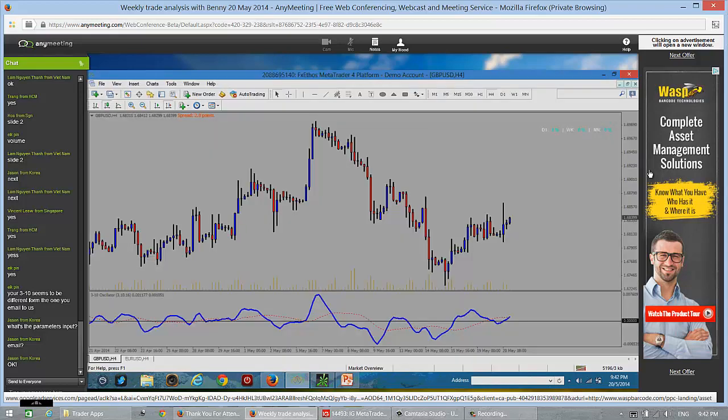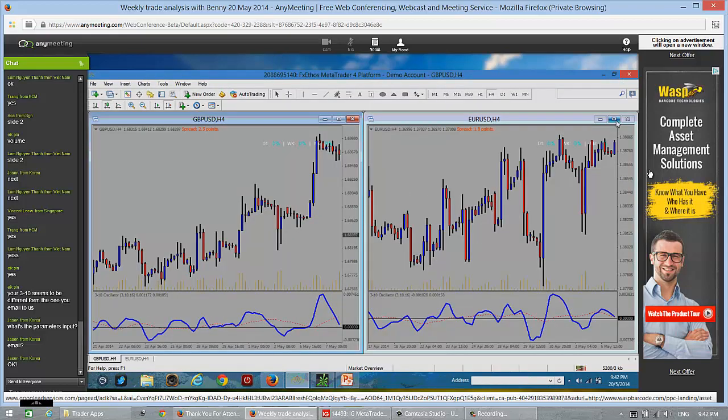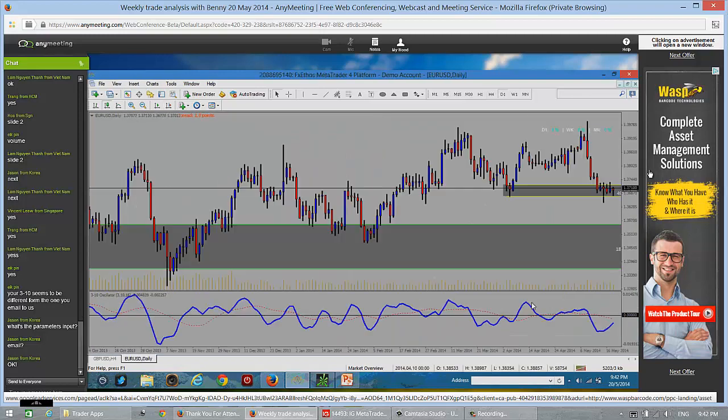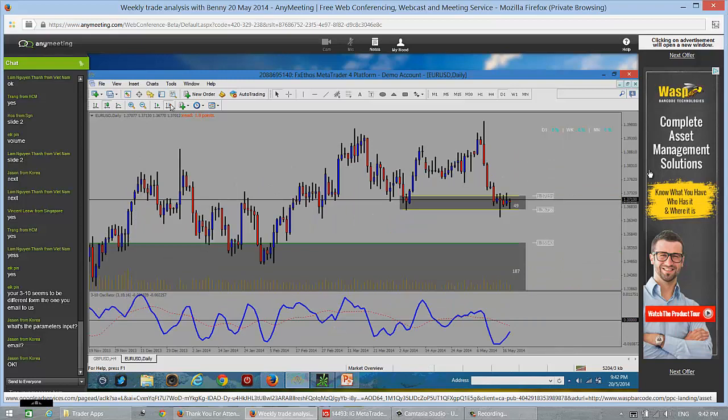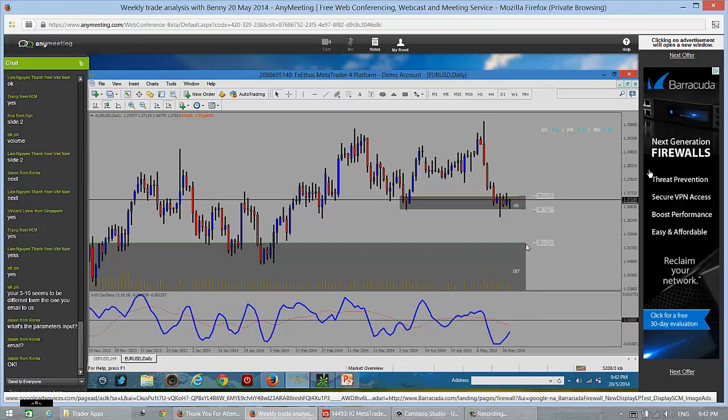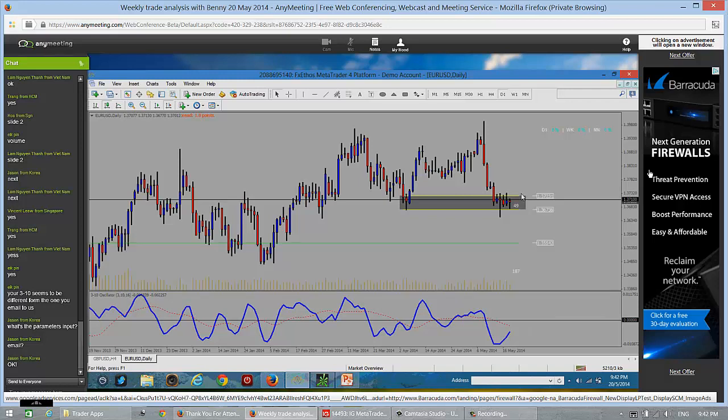Okay, so let's take a look at the Euro Dollar, based on the 310. Now, what do you see? What kind of setup do you see right now? I'm excited actually to see this kind of setup. The 310 helps us to confirm.